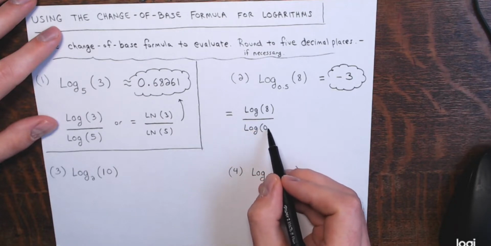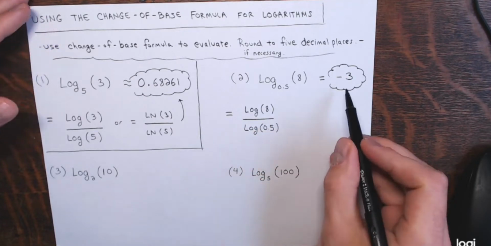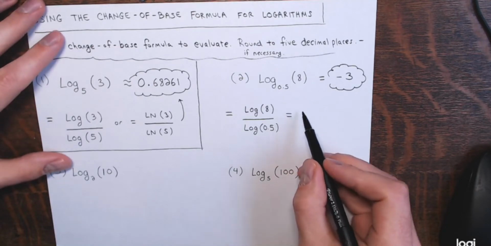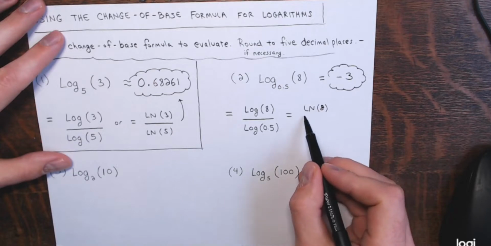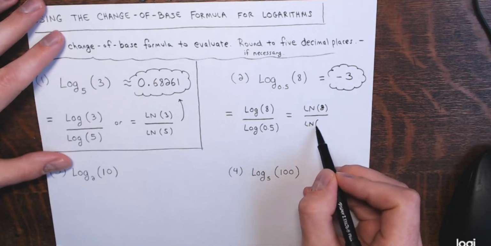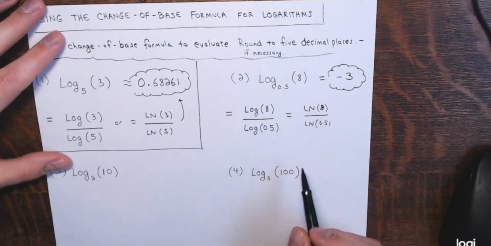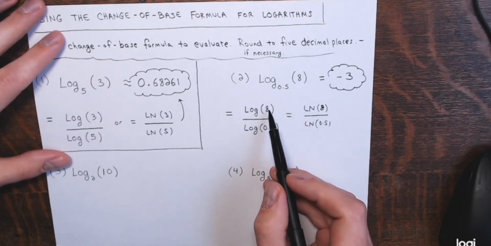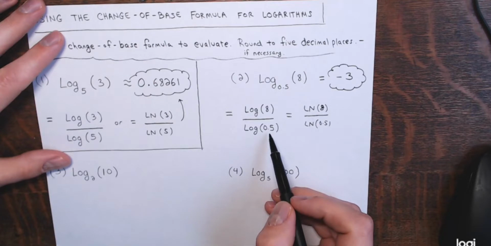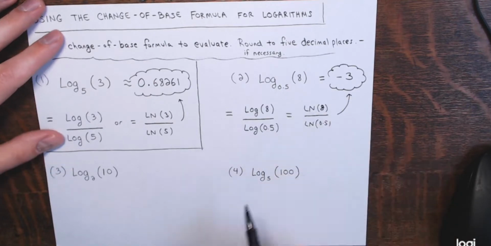So if I were to enter this, you're going to see, or even do natural log, it doesn't matter. Do natural log base e of 8 divided by natural log, or log base e of 0.5. Again, whatever base you change it to, as long as the input in the numerator is 8 and the input in the denominator is 0.5, you'll end up with negative 3.